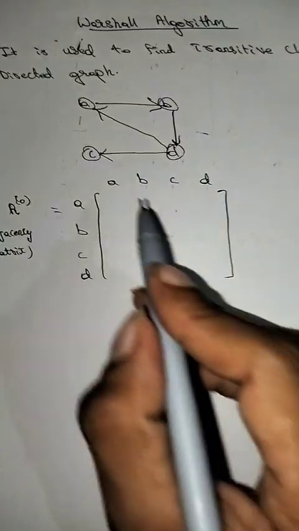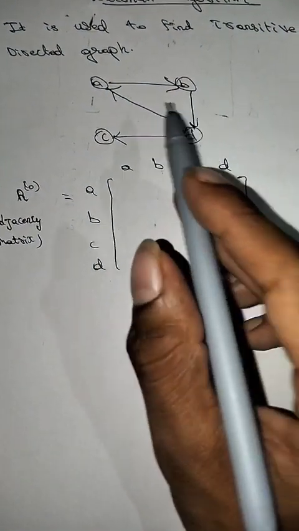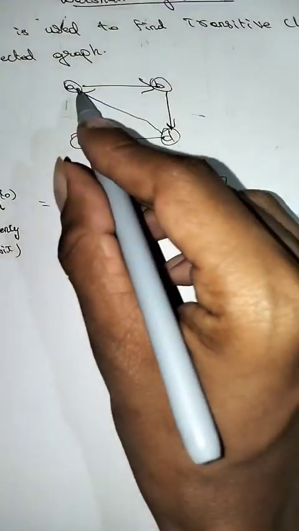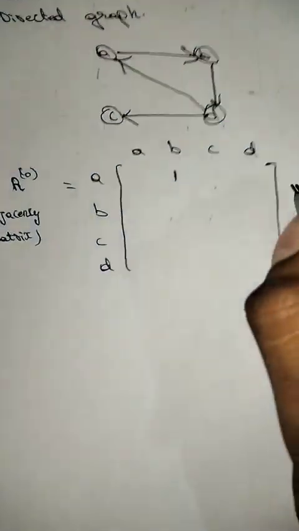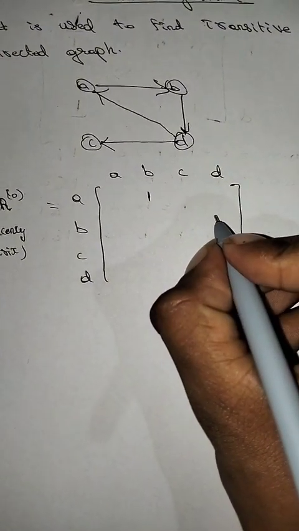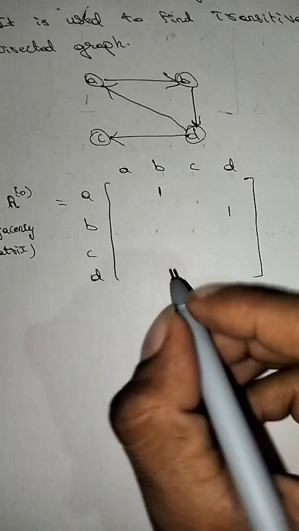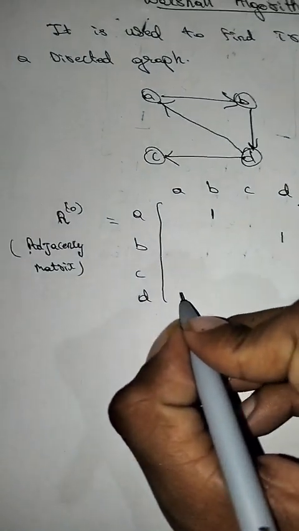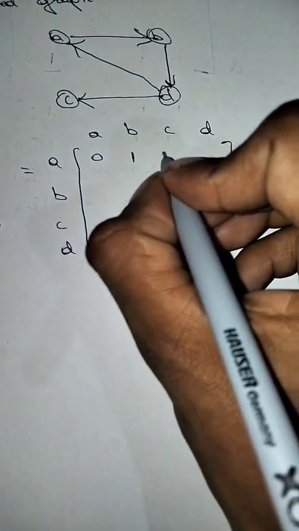Now, where there is a path, there we will write 1, and where there is no path, we will write 0. There is a path from A to B, so it is 1. There is a path from B to D, so 1. And there is a path from D to A and D to C, and the remaining we write as 0.